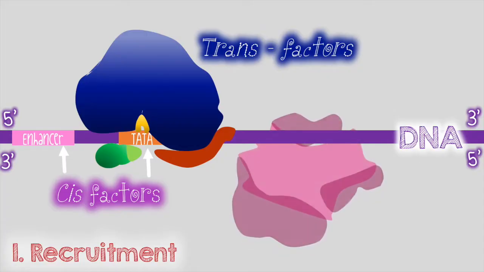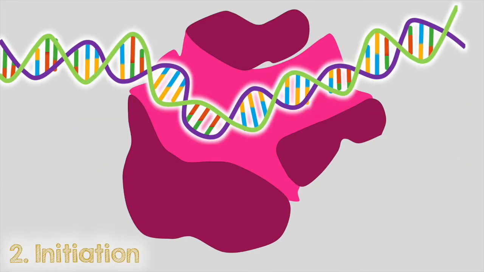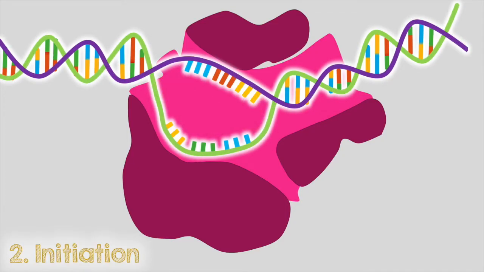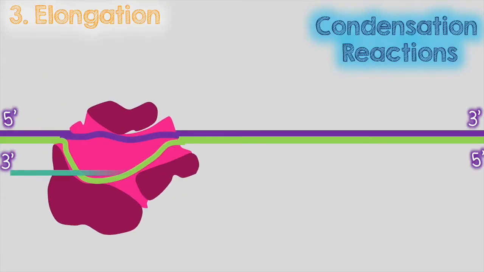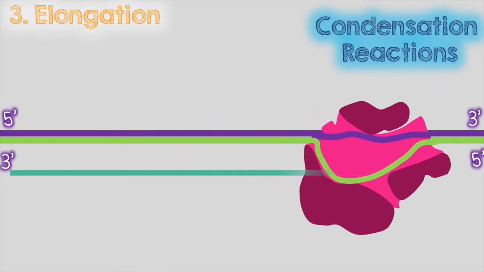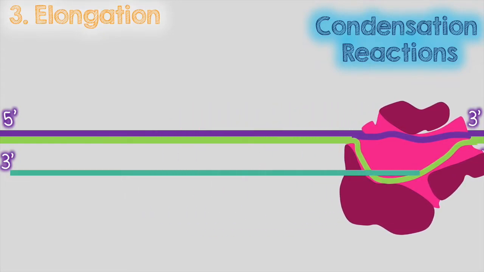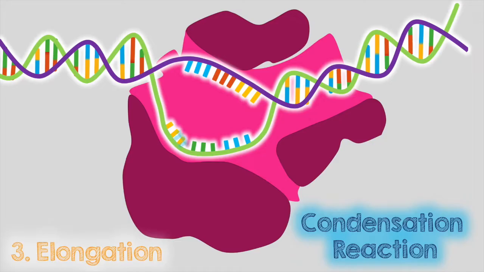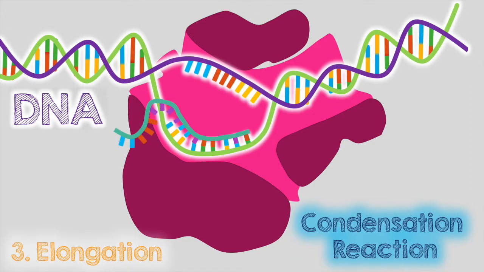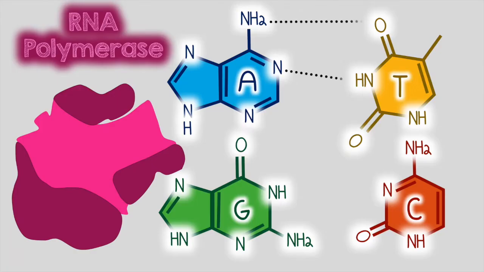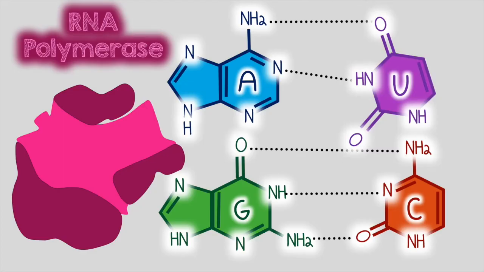Once RNA polymerase has found the right spot, the second step is initiation. This is opening the DNA and beginning to read it. The third step is elongation, where the new RNA polymer is elongated through a series of condensation reactions. Remember that the order of RNA nucleotides is determined by the DNA. RNA polymerase uses the same AT and CG base pairing rules that DNA replication does, although in this case, RNA polymerase puts U's instead of T's.